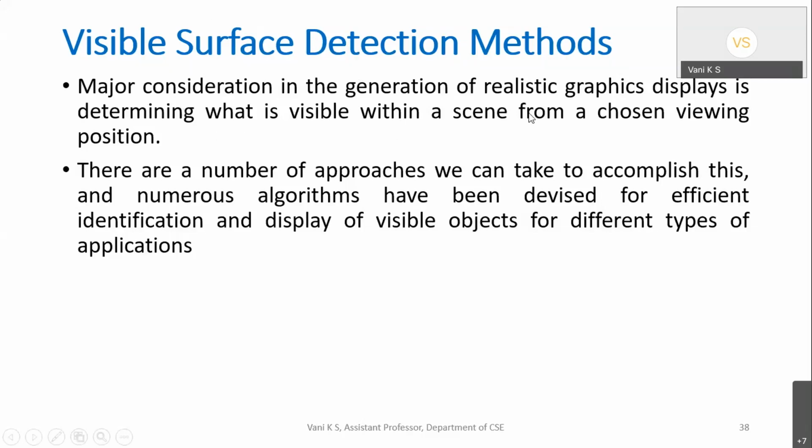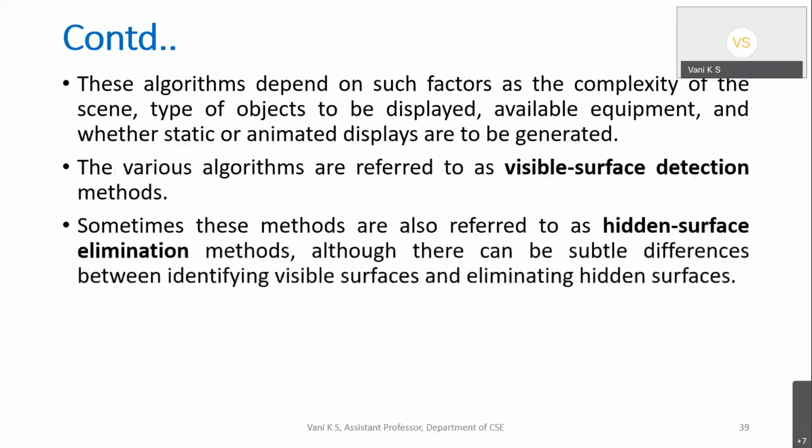Determining what is visible within a scene from a chosen viewing position, the position where you are standing. However much is visible to you, you capture only that; the rest you delete, eliminate. That is the approach we are talking about, visible surface detection methods. Sometimes it is also called hidden surface removal, because it is nothing but, as I told, removing the hidden surfaces which are not at our viewpoint.